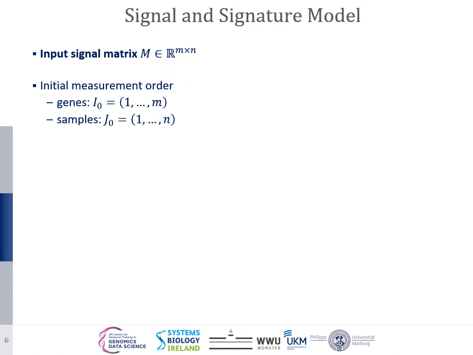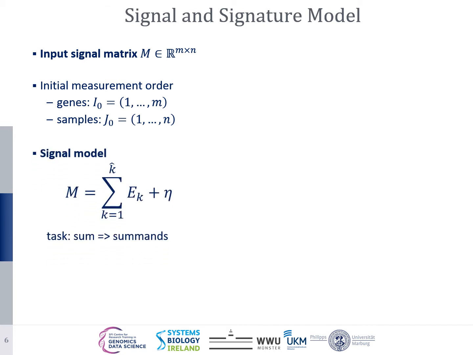Formally, the input signal is a matrix with m gene rows and n sample columns. And we have initial, not very informative, measurement orders I0 of genes and J0 of samples. And I model the signal M as the sum of matrices Ek of the same size plus a noise term eta. And our task is to reverse that sum operator, so to find the summands Ek and also determine the number k hat of summands in the signal that make up the signal M.